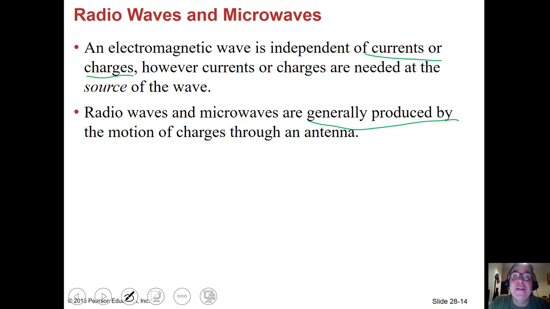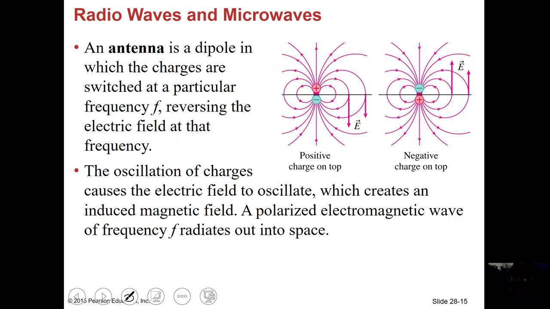You produce a magnetic field, which then went from nothing to something. We know from Faraday's law, a changing magnetic field produces an electric field, and so on and so on. And that's how we discussed producing electromagnetic waves with an antenna. Okay? Something like this. So notice here, this is a dipole, plus minus.